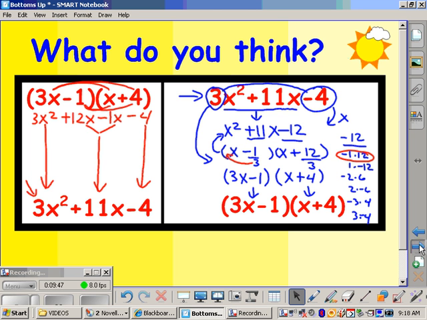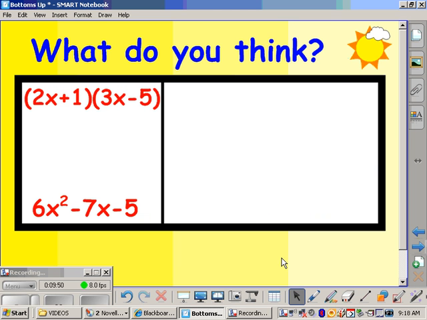Let's take a look at another example. In this problem, let's begin by using the FOIL method to simplify these binomials and see if we get 6x squared minus 7x minus 5.